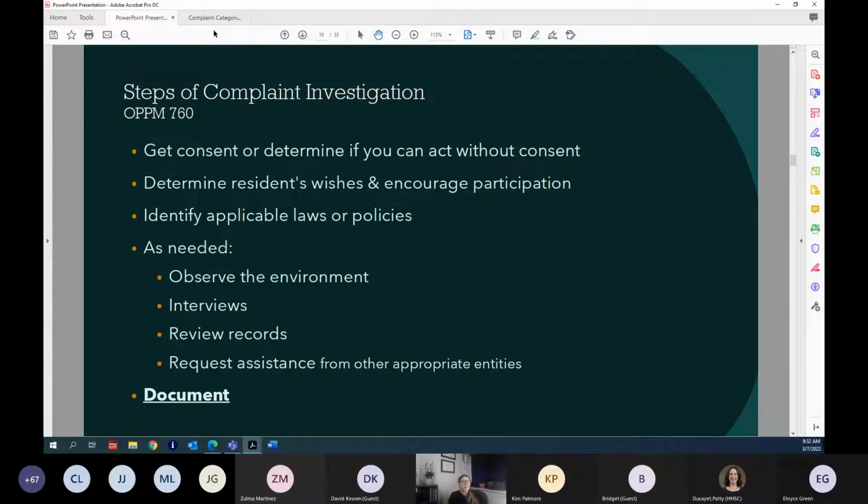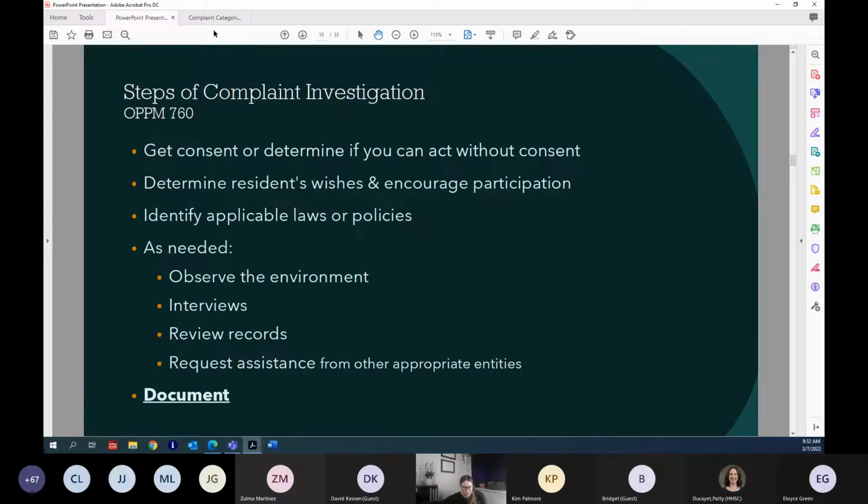And finally, you'll see underlined and bolded here, a reminder that documentation is a part of complaint investigation. It's not a separate thing. It's not that you investigate a complaint and then documentation is this different thing. Documentation is part and parcel of our complaint and investigation process.